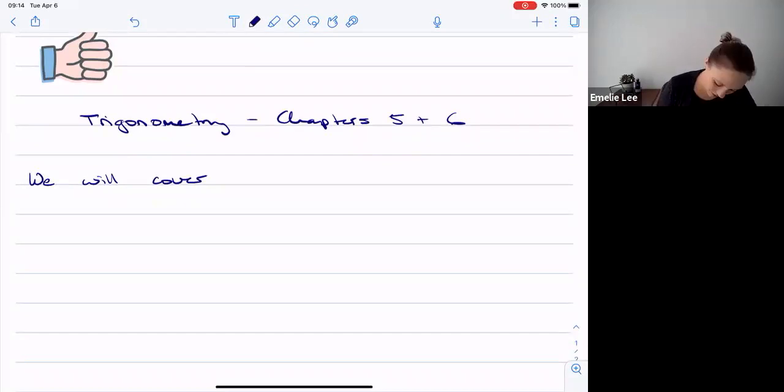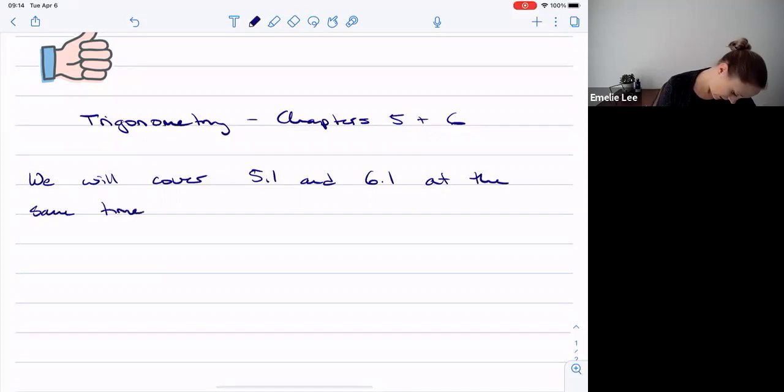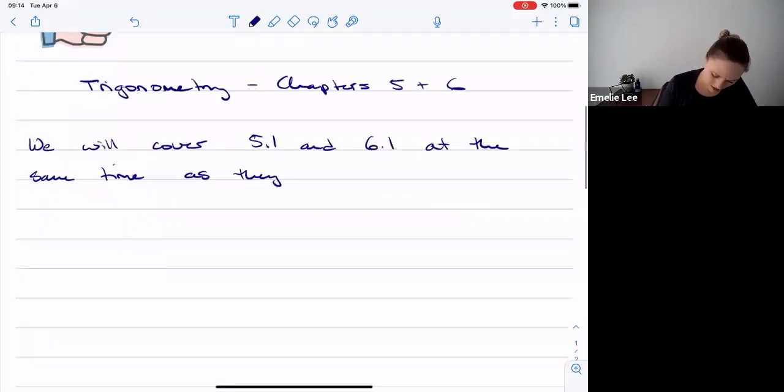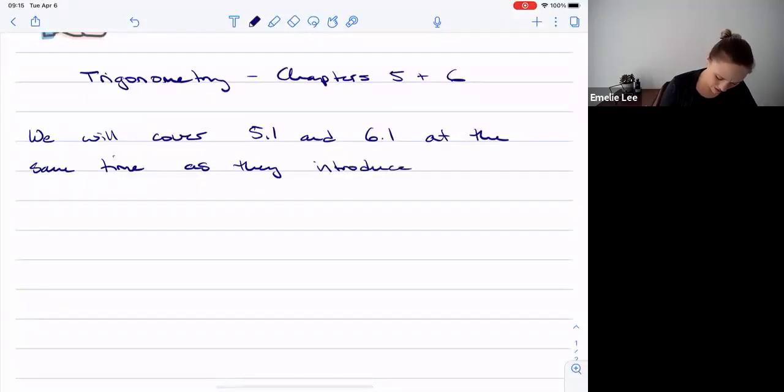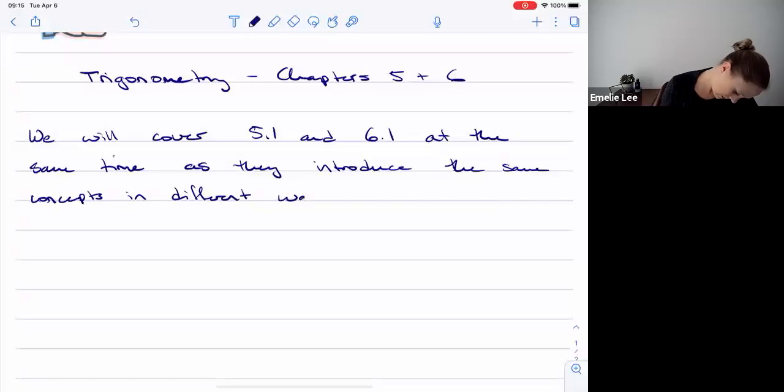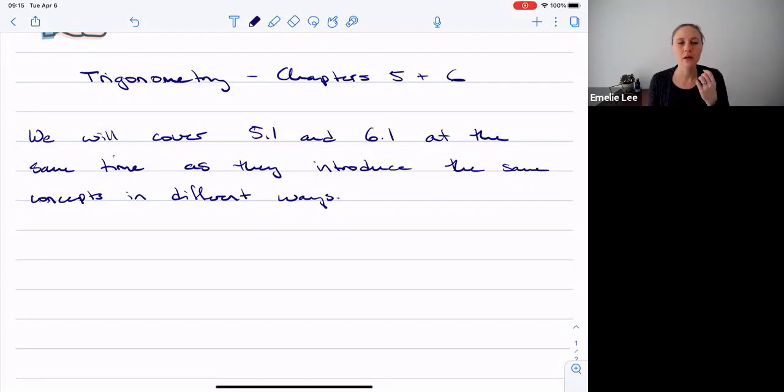We will cover 5.1 and 6.1 at the same time, as they introduce the same concepts, just in different ways. And then we're going to do the same thing with 5.2 and 6.2. And then from there, I'm going to pick and choose. Okay, we're going to do the chapter 5 method, the chapter 6 method. Sometimes you won't even know the difference, but I just go with it.